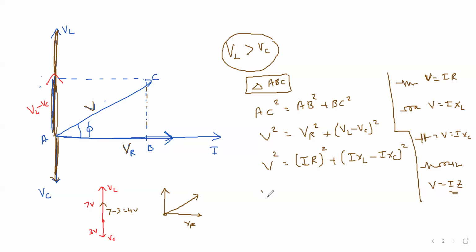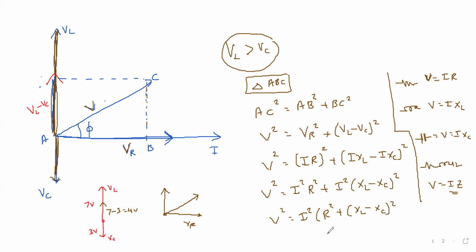The square comes on this side. So V square is equal to I square R square, plus, you can take I square outside, XL minus XC the whole square. So V square is equal to I square into R square plus XL minus XC the whole square. Now we are going to take the square root on both sides. V square becomes V, I square becomes I, into the root of R square plus XL minus XC the whole square.